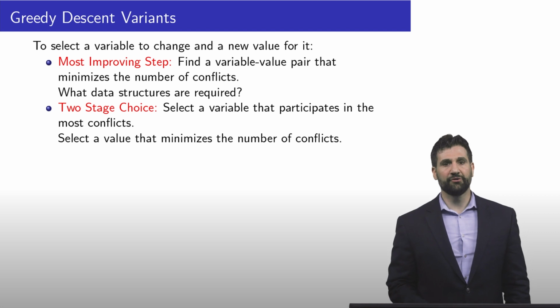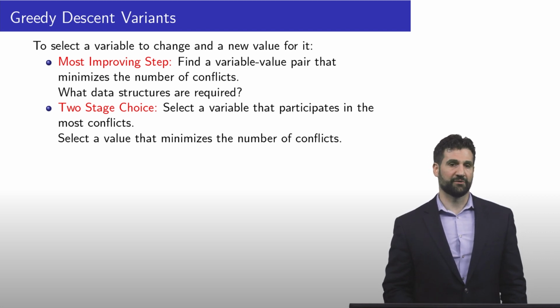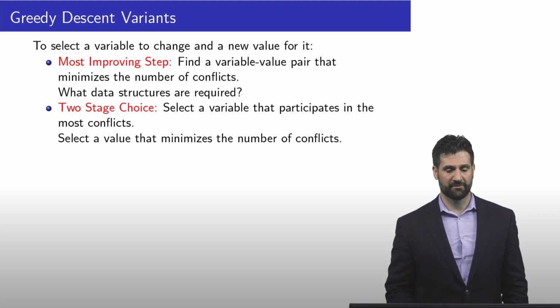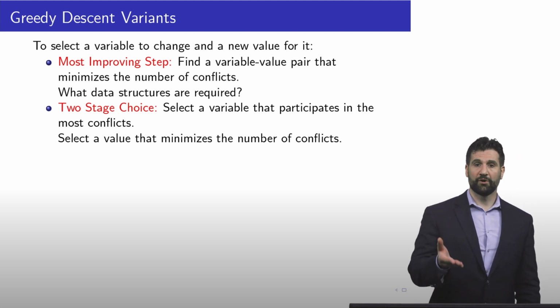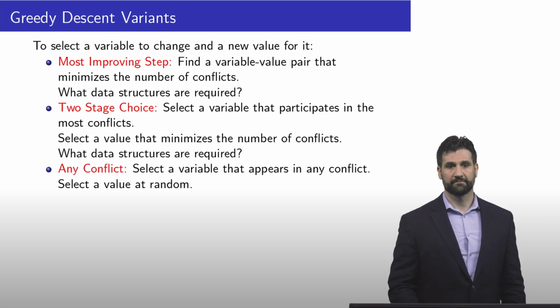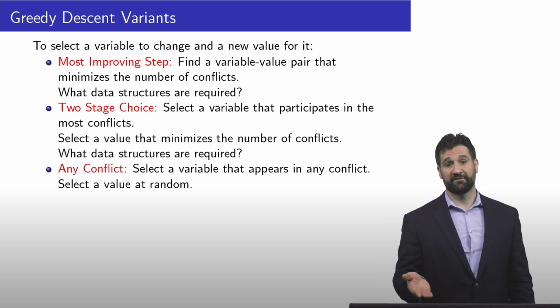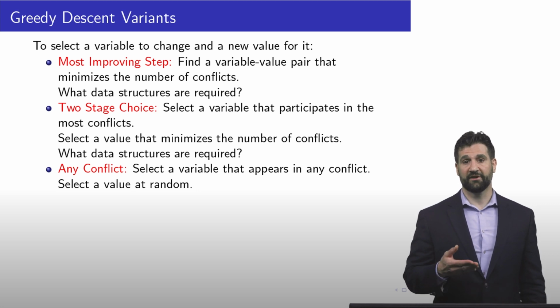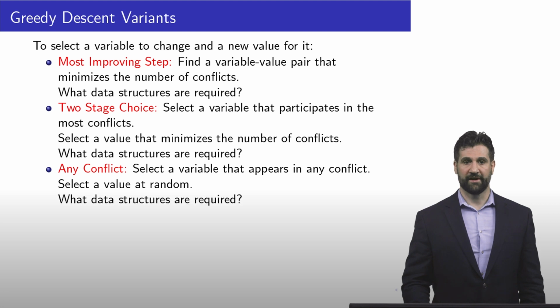Next is a two-stage choice. Select a variable that participates in the most conflicts, which is the traditional greedy descent we talked about so far. But then, instead of selecting a value at random, we select a value that minimizes the number of conflicts. We can also look at this in terms of any conflict. So select a variable that appears in any conflict, and we can do that at random.